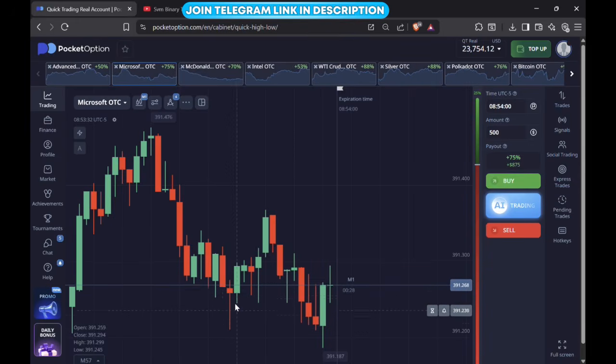What is the fundamental reasoning behind this strategy? We will understand that, and according to the wicks we are going to try to take our trades right here. So guys, let's see how we do this.